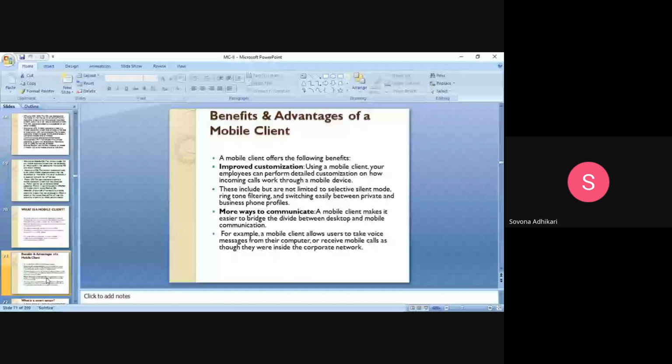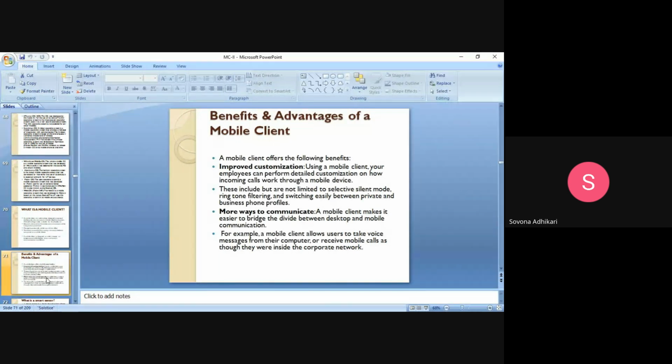More ways to communicate. A mobile client makes it easier to bridge the divide between desktop and mobile communication. For example, a mobile client allows a user to take voice messages from their computer or receive mobile calls as though they are inside the corporate network.